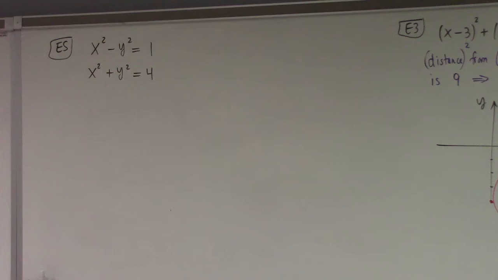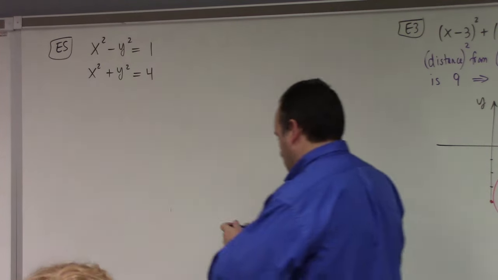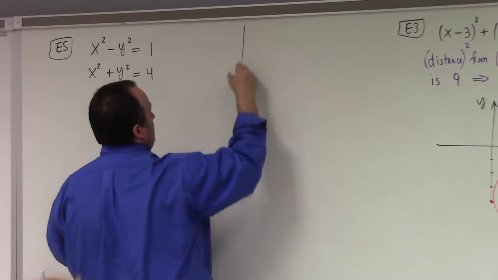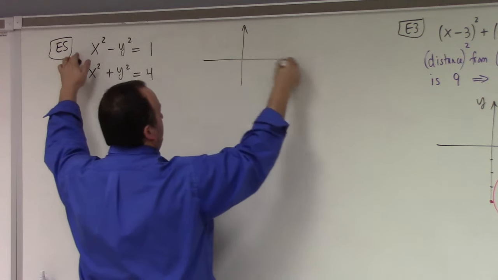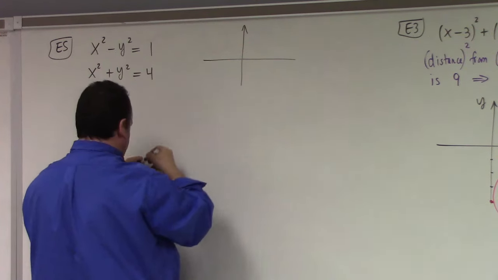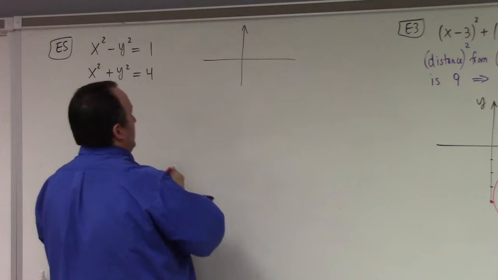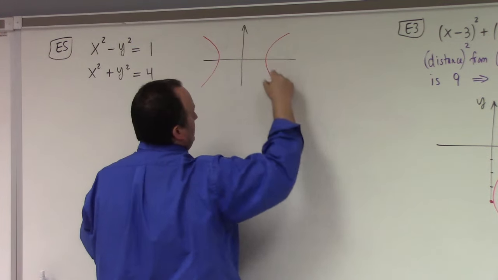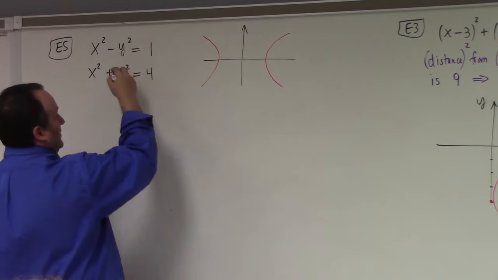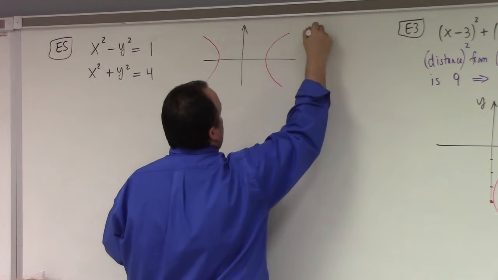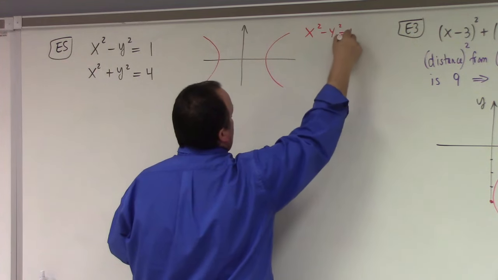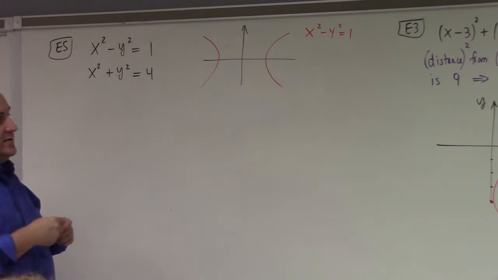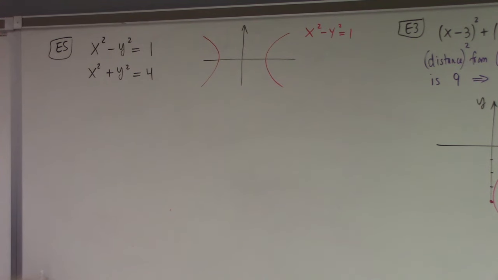Let me make a really quick graph. Listen, we graphed the first equation already. That was the sideways opening hyperbola, right? You just erased it. I don't know. But that's fine. It was this. That's this equation right here. This is x squared minus y squared equals 1. It's that sideways opening hyperbola. When x equals 0, you get no solution.